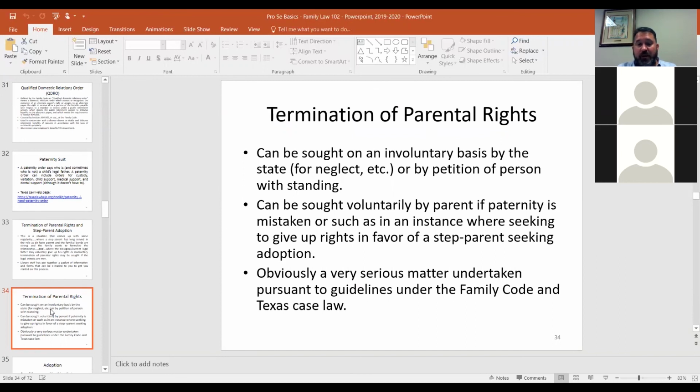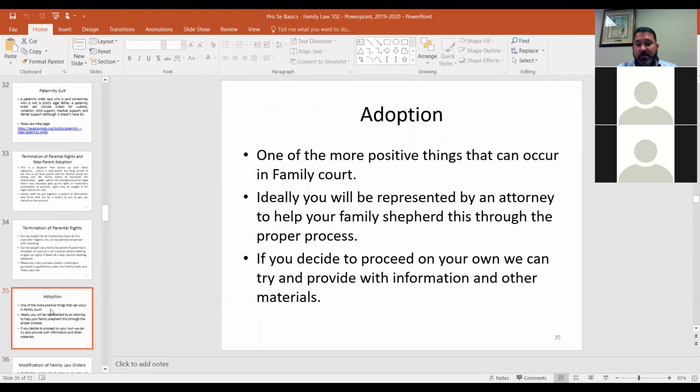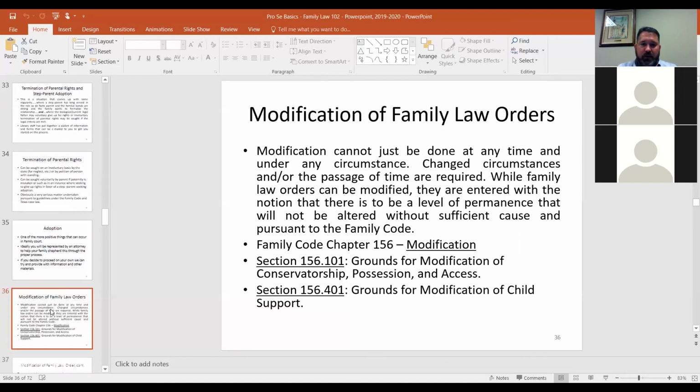Termination of parental rights can come in other manners. Obviously, the state can seek it when there are neglect or other issues and so forth. So termination of parental rights is not always tied in with adoption, though sometimes it is. Obviously, that's a very serious issue. Adoption is kind of, like I said, one of the positive things that occurs here at the courthouse. And you can do it by yourself. You can represent yourself in that matter. Obviously, if you get an attorney, that would be ideal. But we have the information and forms that we can send to you, and you can review to determine if you want to use them and go forward on your own.